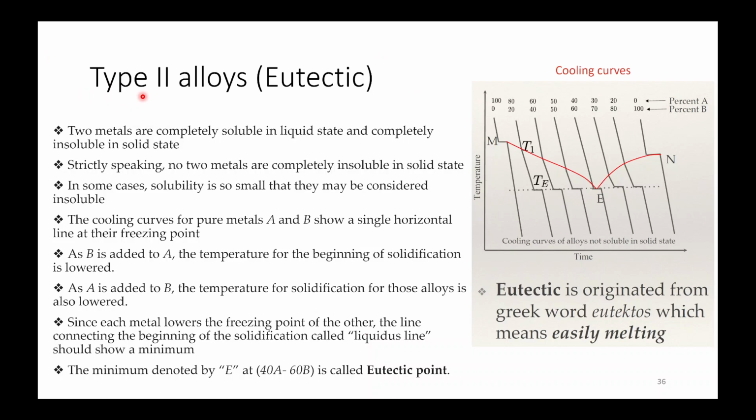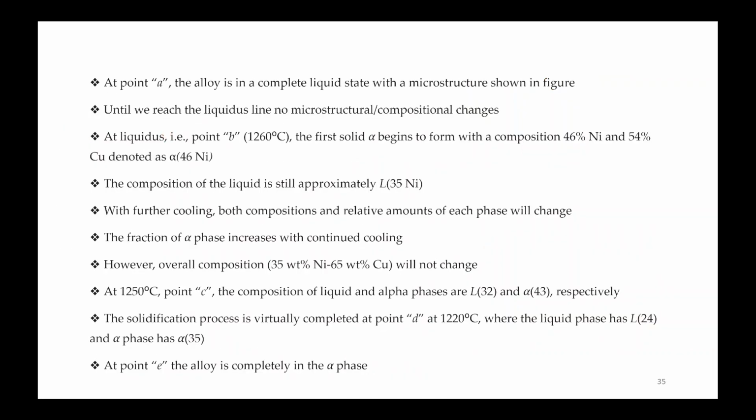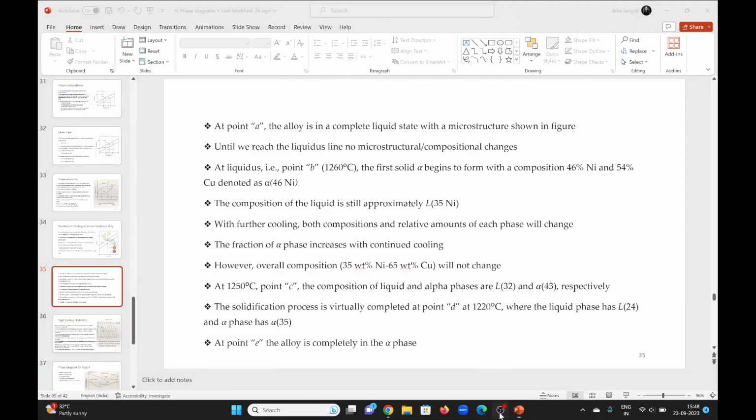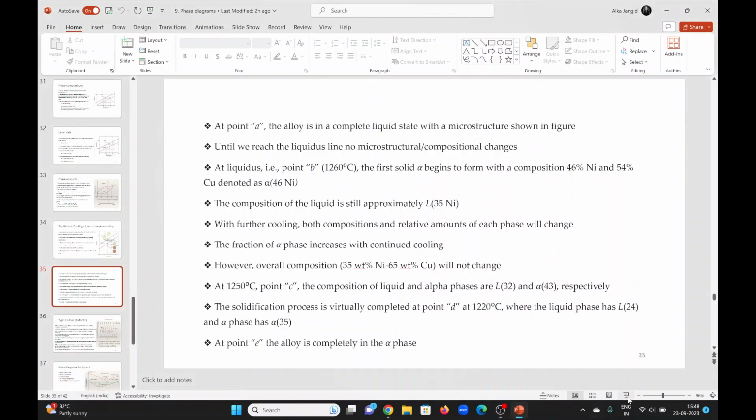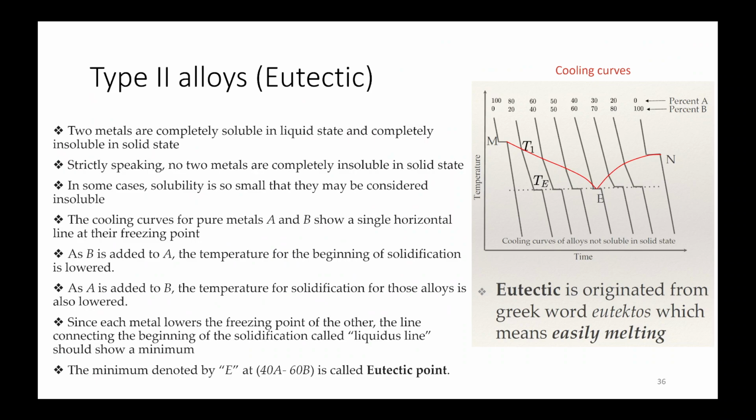Now we move on to type 2 alloys, which are eutectic. Here two metals are completely soluble in the liquid state and completely insoluble in the solid state. Strictly speaking, no two metals are completely insoluble in the solid state. In some cases there is such small solubility that they may be considered insoluble.